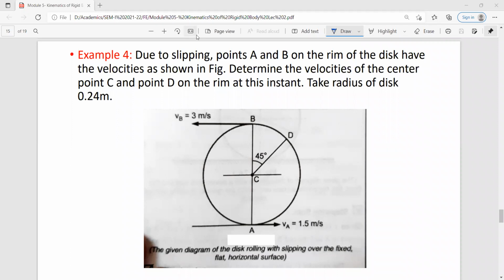Sir, this time ICR will not be down, right? Because at first there is only velocity. So you can use the concept that velocity is perpendicular to radius. From this concept, you can figure out where the ICR could be.